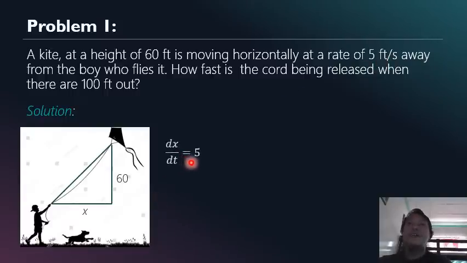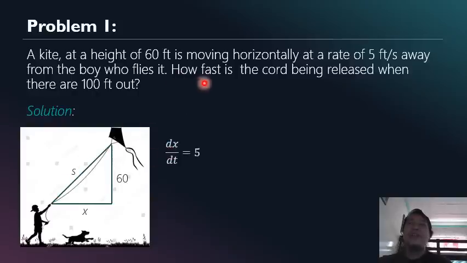Ang tanong, how fast is the chord being released? Okay. Ito yung chord, at alam naman natin na variable yan. Anong variable ang gusto nyong gamitin? Gusto mo ba R? Gusto mo ba Z? Ang gusto ko S. At ako ang masusunod. Okay? Kasi ako ang nagdi-discuss. Halimbawa lang, S ang gamitin natin na variable para dun sa length ng chord.